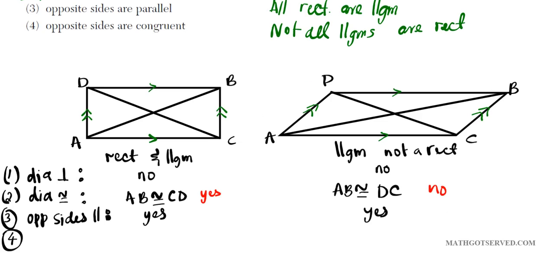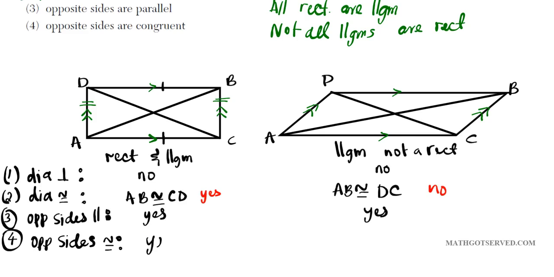Opposite sides are congruent. Does this apply to some parallelograms, namely those that are rectangles, or does it apply to all parallelograms? Take a look at this situation right here. AC and DB are opposite and congruent. This side is congruent to that side. DA and BC are opposite and congruent also. So this side is congruent to that side. So the answer is yes here, but does this apply only to rectangles?